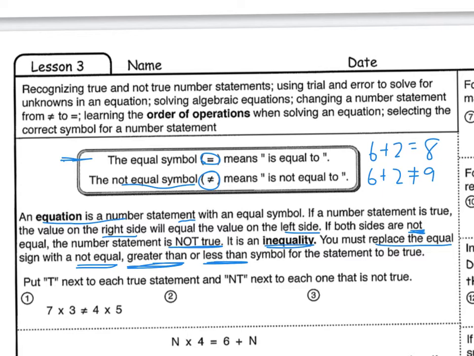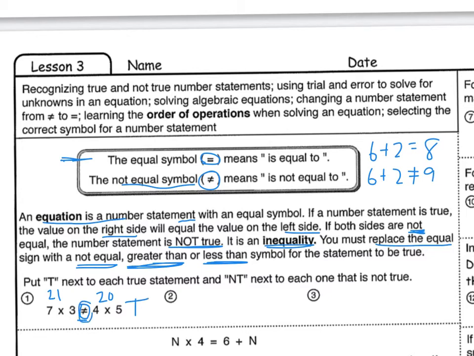Let's take a look at what this would look like here. So, number 1, 7 times 3, everybody write 21 right there, okay? And then 4 times 5, write 20 right there. And now let's decide, is this symbol in the middle the correct symbol? Is 21 not equal to 20? Yes, that is true. So we put a T there.